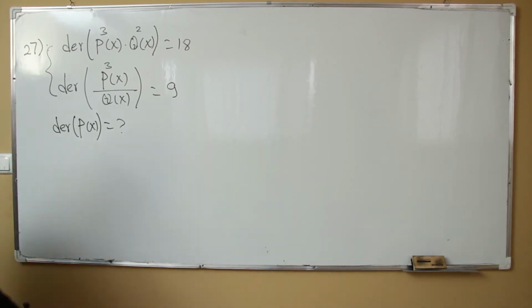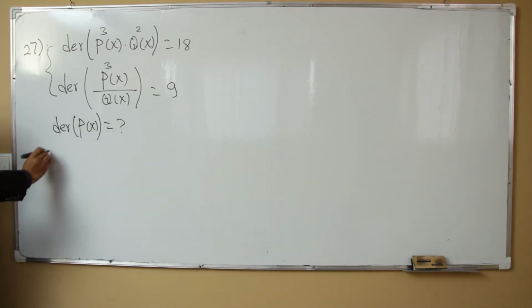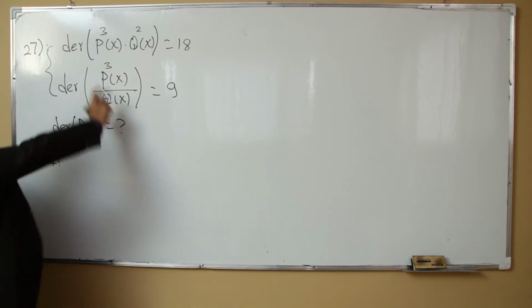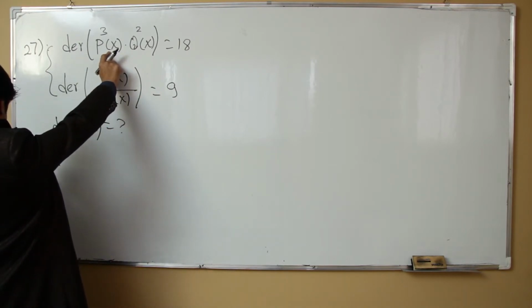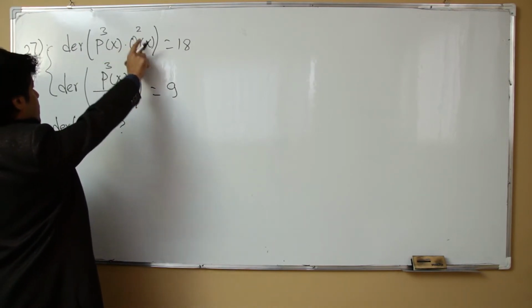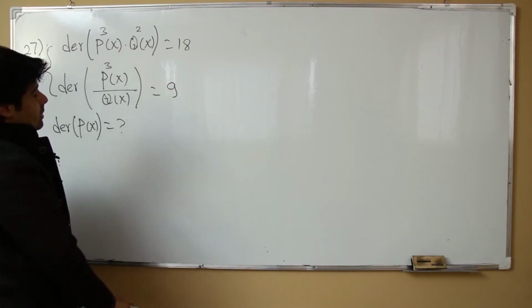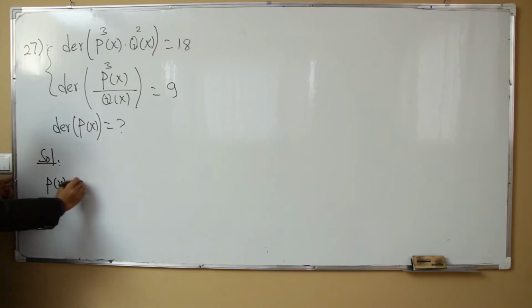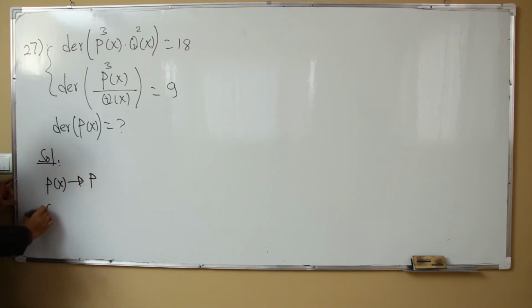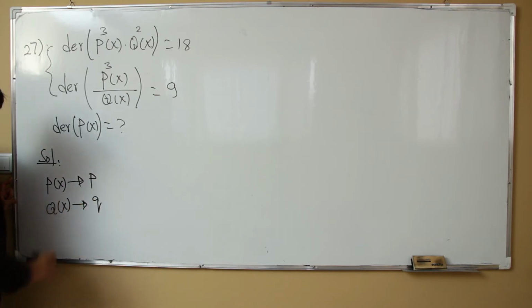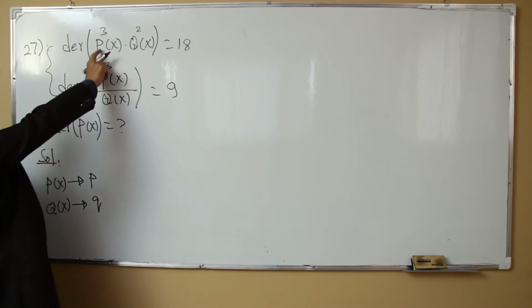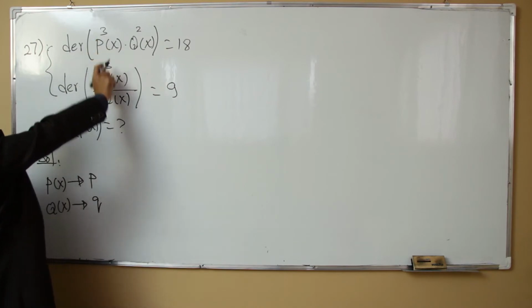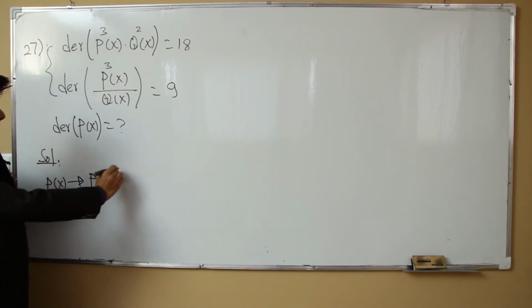Question number 27. We have a simple question. First, the degree of p to the power 3x times q to the power 2x is equal to 18. How can you write this one? If we have a polynomial px, whose degree is p, and we have a polynomial qx and its degree is q. Now, what does p to the power 3x mean? It means 3p.